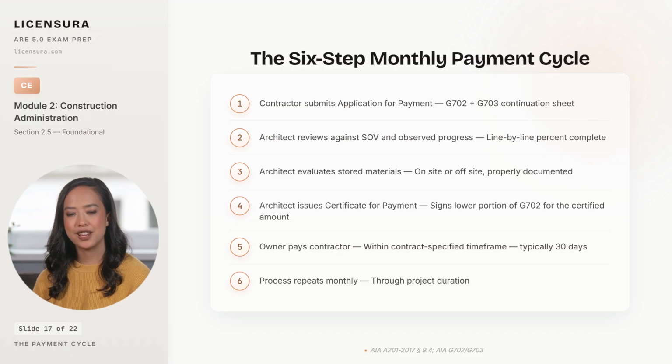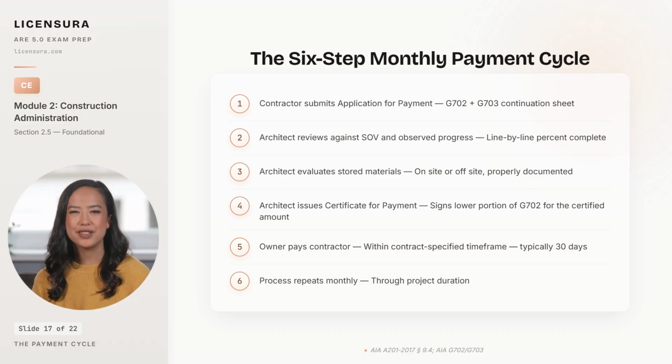Step 2. The architect reviews the application against the schedule of values approved at the start of construction and against observed progress on the site. The review is line by line, not a holistic glance, because each line item is its own representation about the state of the work. Step 3. The architect evaluates any stored materials claimed in the application, on-site or off-site, and applies the contract's documentation standards before crediting them.